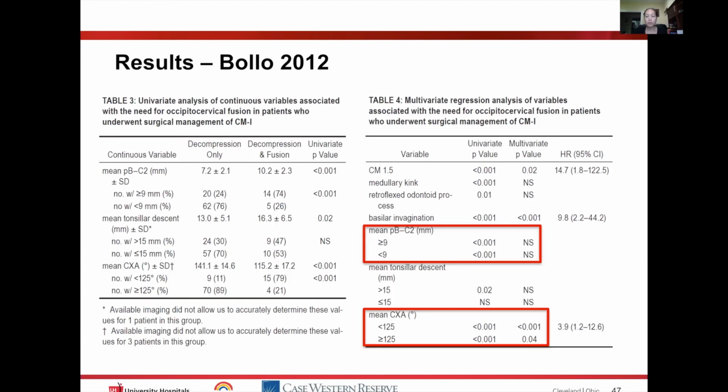So in their study, they were really looking at the PBC2 line and the clivoaxial angle. They were trying to decide where the cutoffs are that we worry about, where somebody is going to be at a higher risk. Their cutoff on the PBC2 line was 9 millimeters, and their clivoaxial angle was 125 degrees.